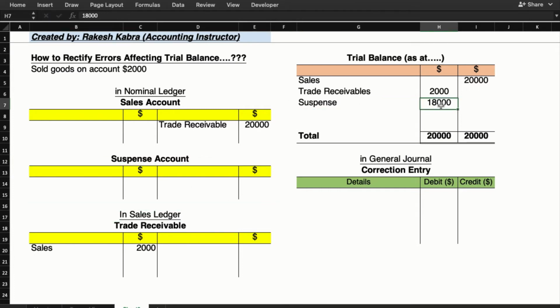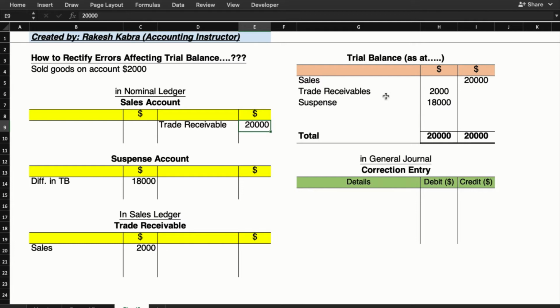And as the amount is in the debit column, that 18,000 I will write on the debit side of the suspense account. And I will write difference in trial balance in the detail column. So for the time being I put the difference in the suspense account, and later on I found this mistake, that the sales account was over credited by $18,000. So this is the error which is affecting the trial balance. Now see how to rectify this error.